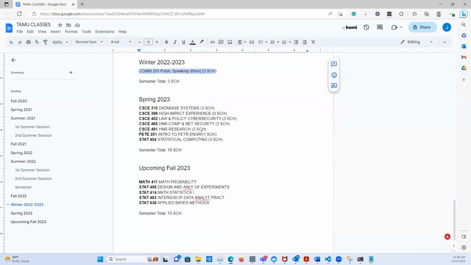Then we had the spring semester for 2023. And so the first class over here is database systems. I took this class because I'm doing a JP Morgan Chase internship this summer, and it was highly recommended that I take this class for in the future, according to my interviewer.